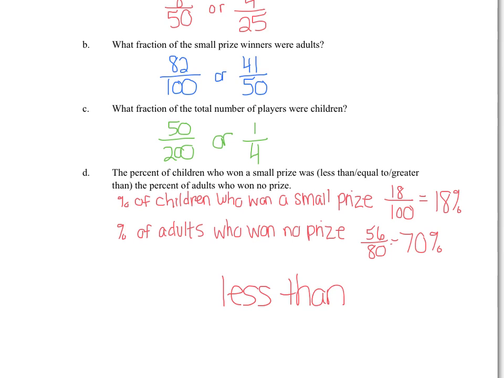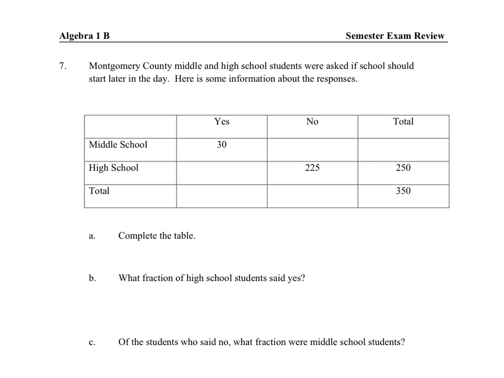Question number 7 says Montgomery County middle and high school students were asked if schools should start later in the day. Here's some information about their responses. So the first thing we have to do is complete the table. I'm going to start with my totals over here because I know I have 350 total and 250 of them are high schoolers. So if I do 350 minus 250, I get the remaining amount, which is 100. So there were 100 middle schoolers, 250 high schoolers for a total of 350.